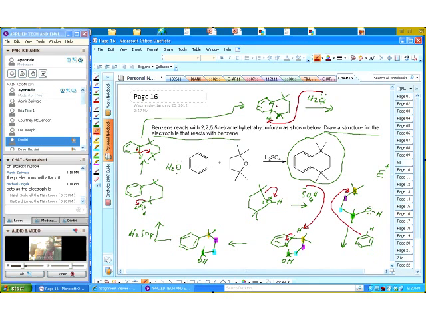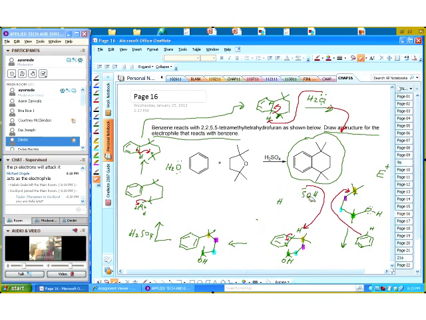So now that water comes in, acts as a base, comes to pull off this proton here, and guess what? We now form our product, and that is this product right here. Now, do you see how we get from here? Let me erase all of this here. You see how we get from here?